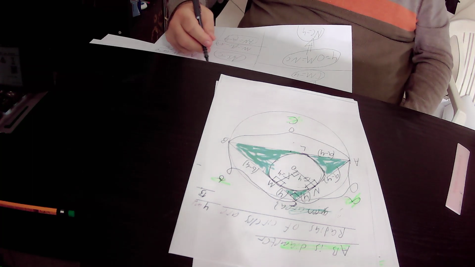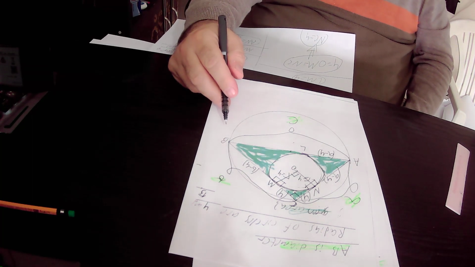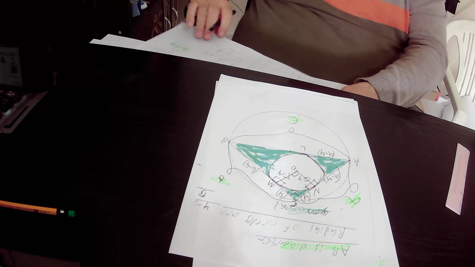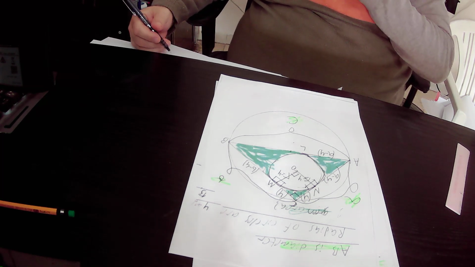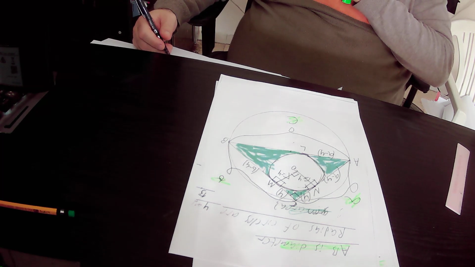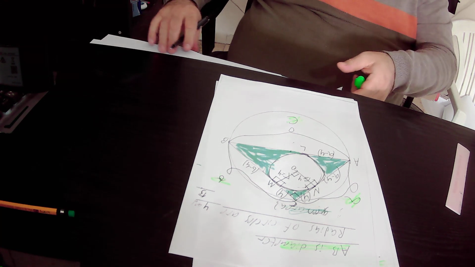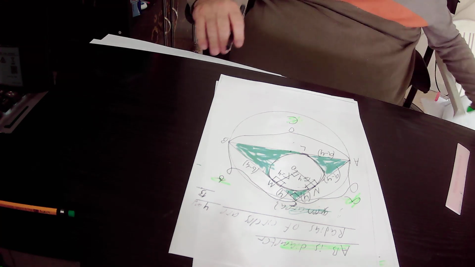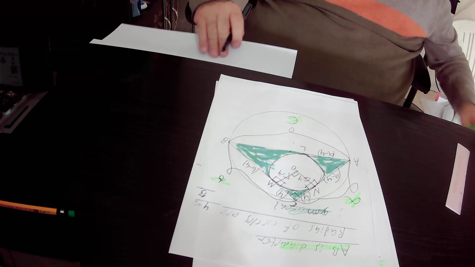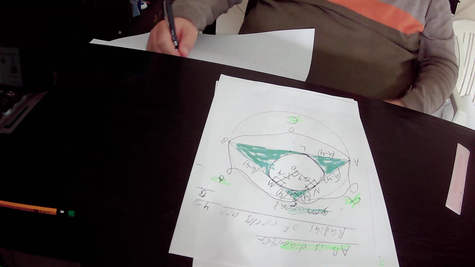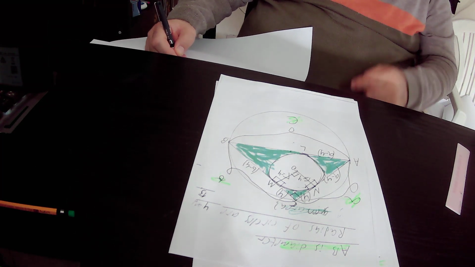In the next step, we will focus on the common external point, point B. From the common external point, point B, we have two tangents to the small circle.